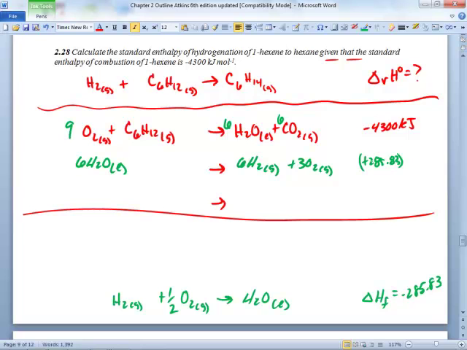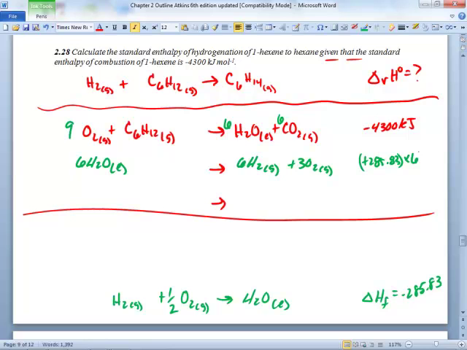Times 6. Whatever you do to that equation, you got to keep those ratios all the same. So if you multiply through by 6, you got to multiply him by 6. If you divide by 2, you got to divide the delta H by 2. Okay, if we add everything up now, will we get what we want? Or is something still missing?